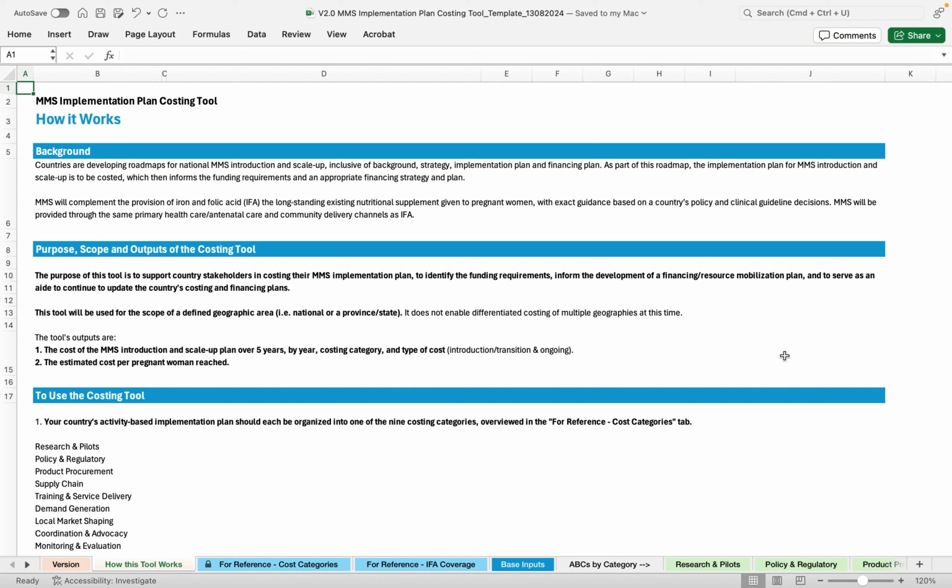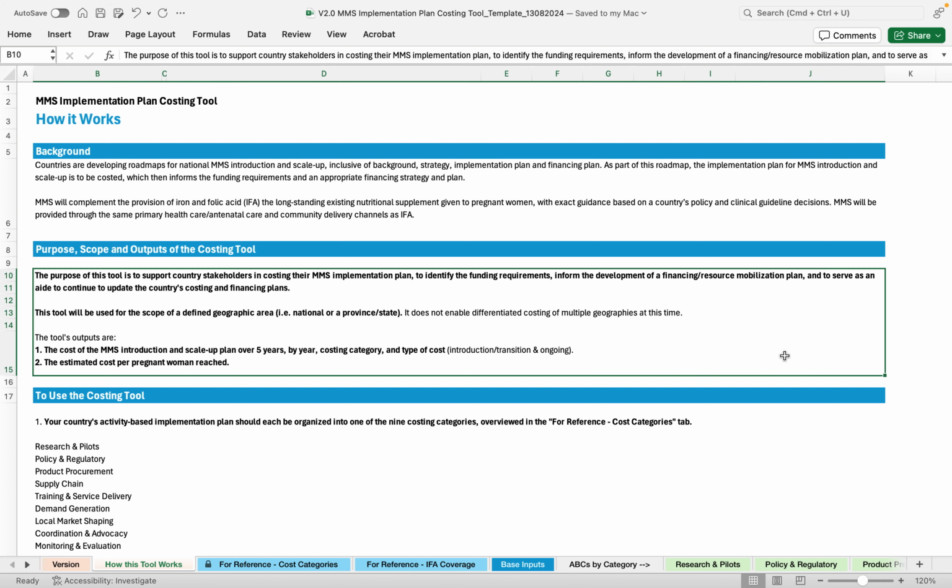And it is also important to note that this tool is meant to be used for a defined geographic area, for example, nationally or a specific province or state. It does not enable differentiated costing of multiple geographies or sub-geographies within this actual tool.